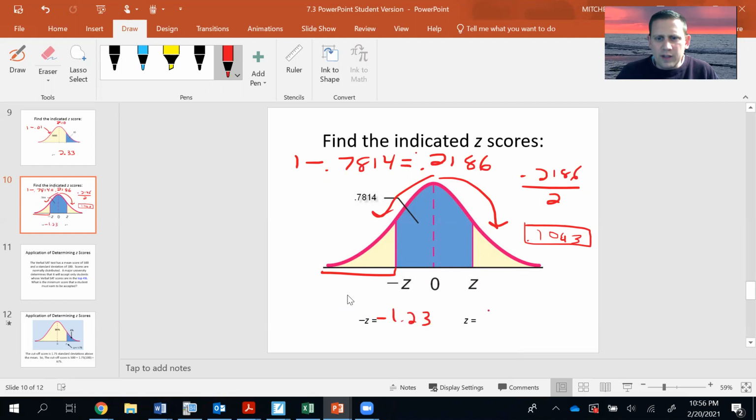And then the other one is going to be the same thing. It's positive 1.23. So you have a negative and a positive. Anytime you have a symmetrical area in the middle, the z values are the same number, except one's positive, one's negative. The negative one's on the left, the positive one's on the right. Okay.